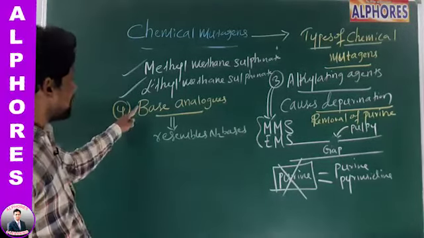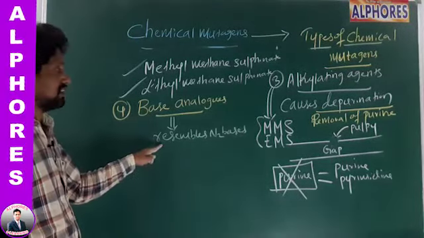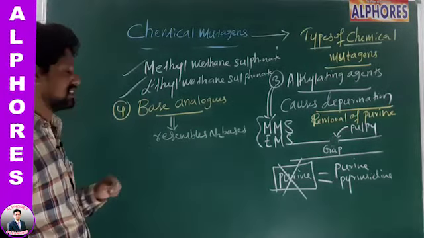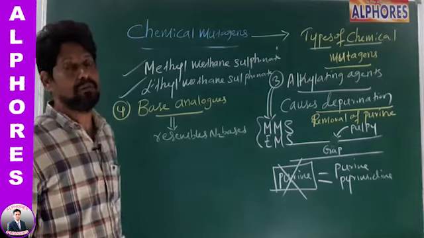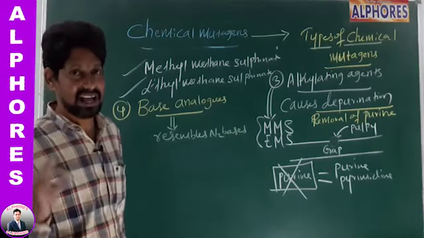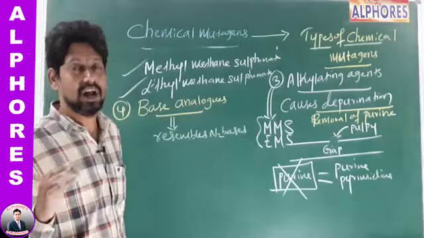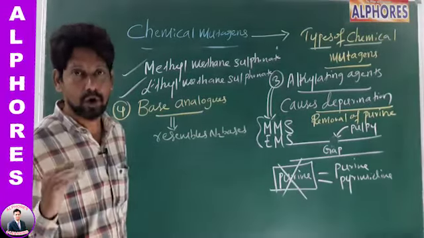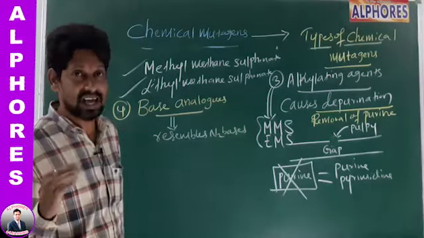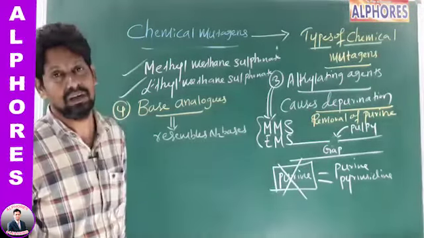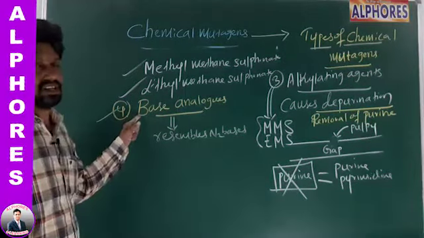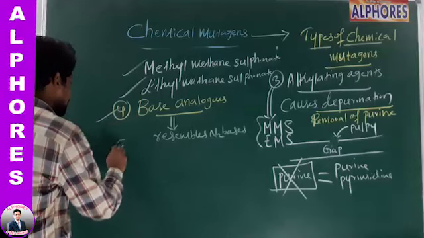Therefore, base analogues resemble nitrogen bases. For example, 5-bromouracil is a base analog of thymine. Therefore, this is about base analogues. Now go for the next one.